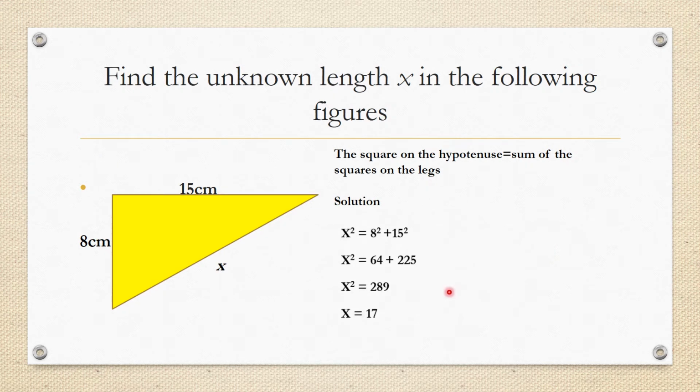Unknown length x. To find x, here x is the hypotenuse. Hypotenuse square is equal to the sum of the squares of the legs. Legs 8 and 15. So 8 square plus 15 square. 8 square is 64, 15 square is 225. Add both, 289. Square root of 289 is 17. Unknown length x is 17.